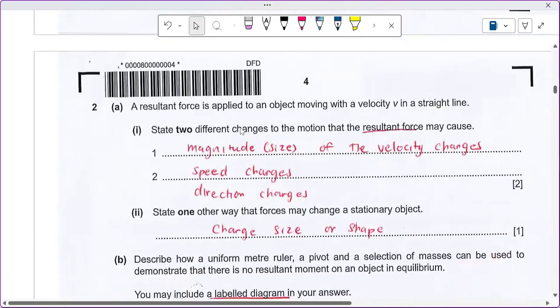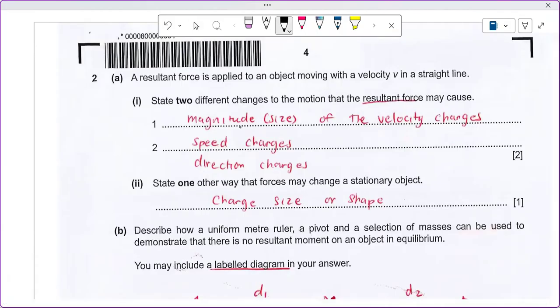Okay, then moving on to another question. This one now refers to your forces. So it's very, very important that you understand your forces, particularly the term resultant force. A resultant force is applied to an object with a velocity v in a straight line. State two different changes to the motion that the resultant force may cause. Now, the question was just asking about what changes a force can actually make to an object.